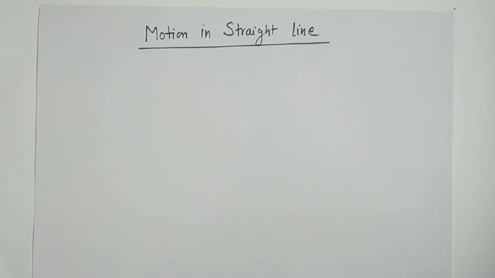Hello students, today we will start the third chapter. First was the physical world, second was units and measurement, and the third is motion in a straight line. So today we are going to start the chapter motion in a straight line, and we'll start with two basic things.